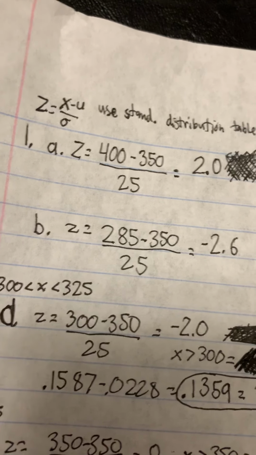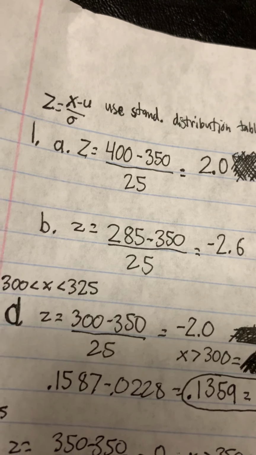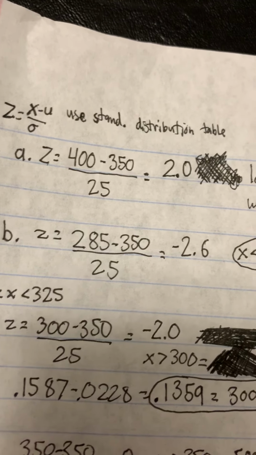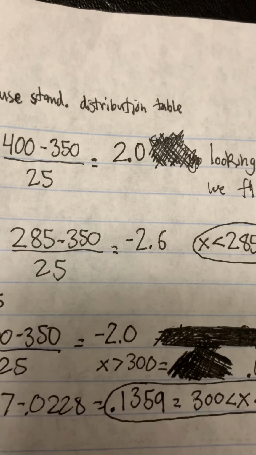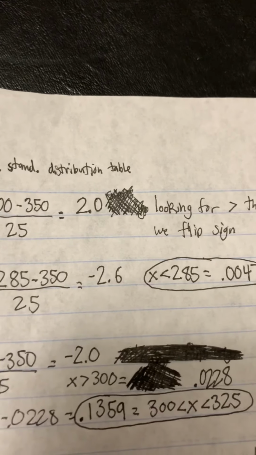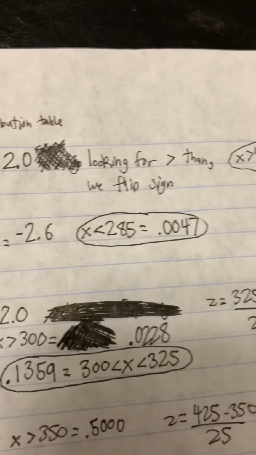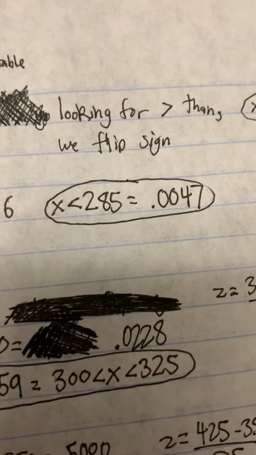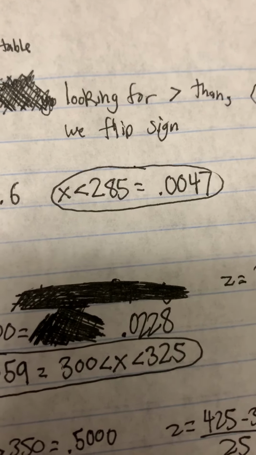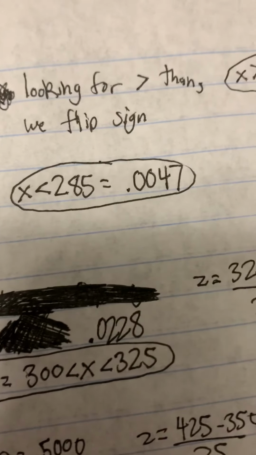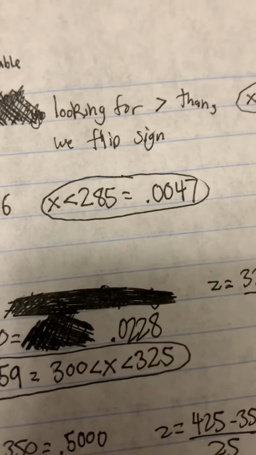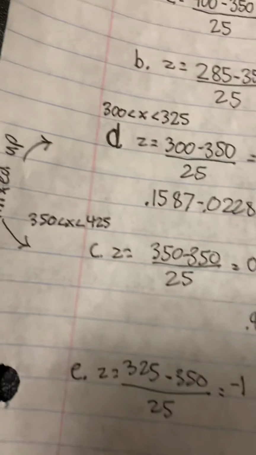For question B, it's asking the probability that there will be less than 285 students, and you use the formula, and you get a z-score of -2.6. You fill that into the standard distribution probability chart, and the answer for the probability of less than 285 students being at a game is 0.0047. I mixed part D and C up.